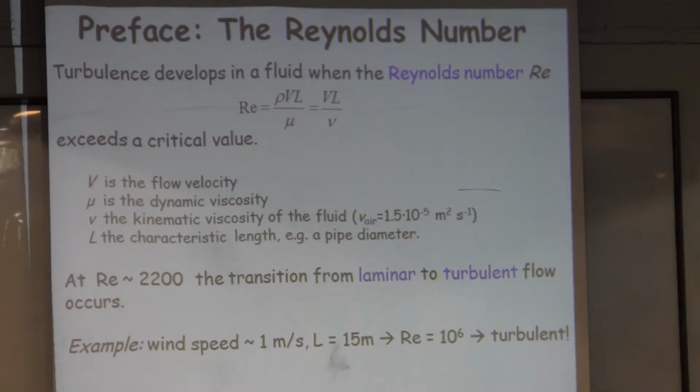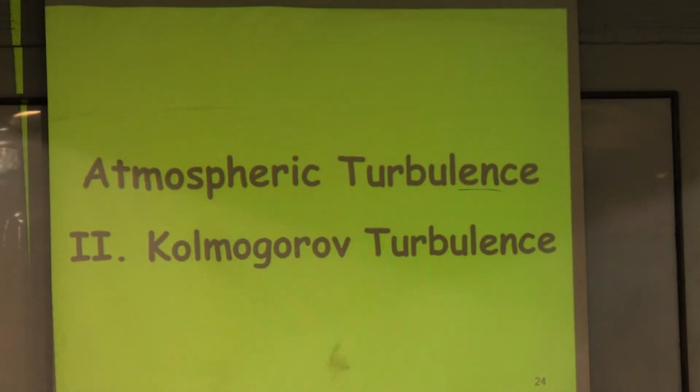Scale lengths of say 15 meters, we get to that point, but then the Reynolds number is 10 to the 6. So in any case, it's turbulent. Right? The air above there is turbulent. And people have been studying the turbulence.